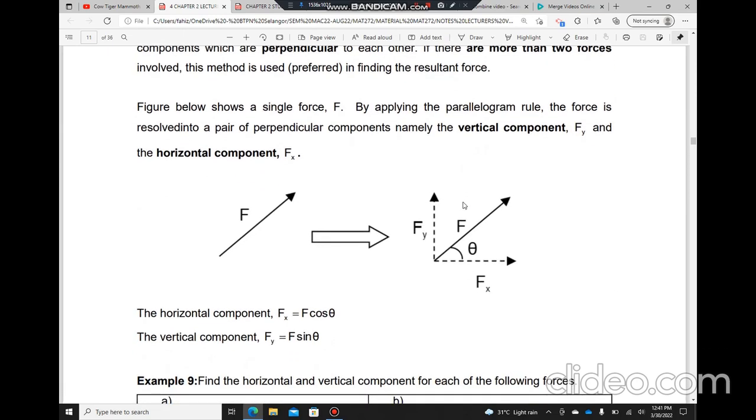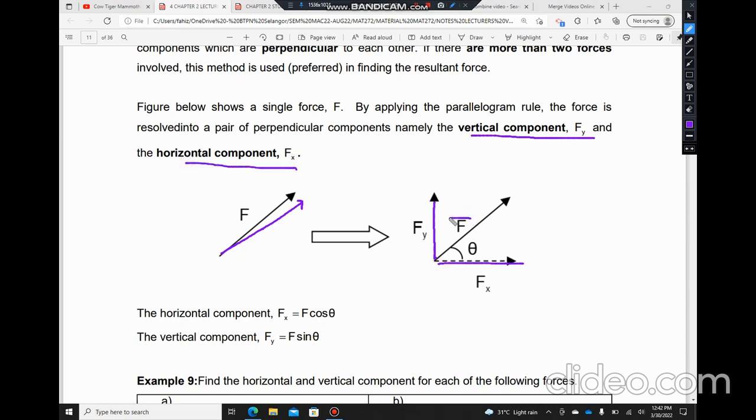Figure below shows a single force F. By applying the parallelogram rule, the force is resolved into a pair of perpendicular components, namely the vertical component Fy and the horizontal component Fx. Okay, katakan awak ada satu force which is F. So kita boleh resolvekan dia pada Fy. Fy ni dia vertical, vertical maknanya dia paksi yang tegak, vertical component Fy and horizontal component Fx.